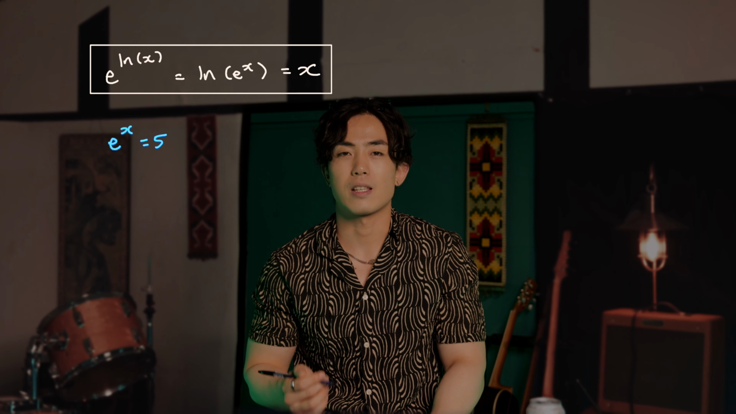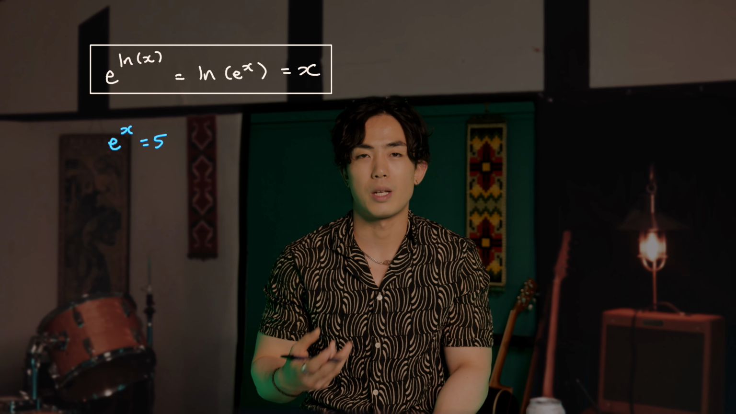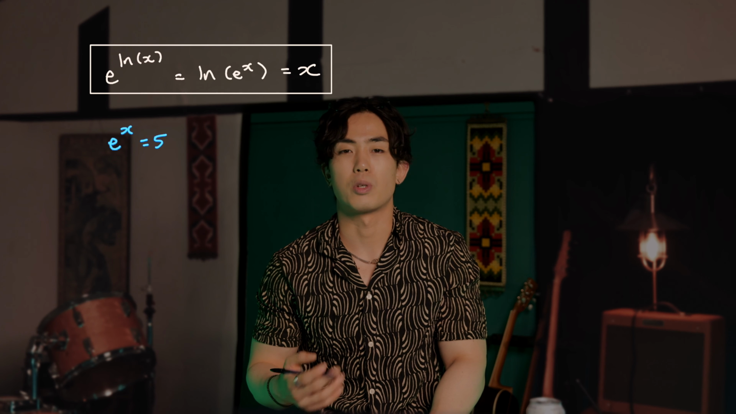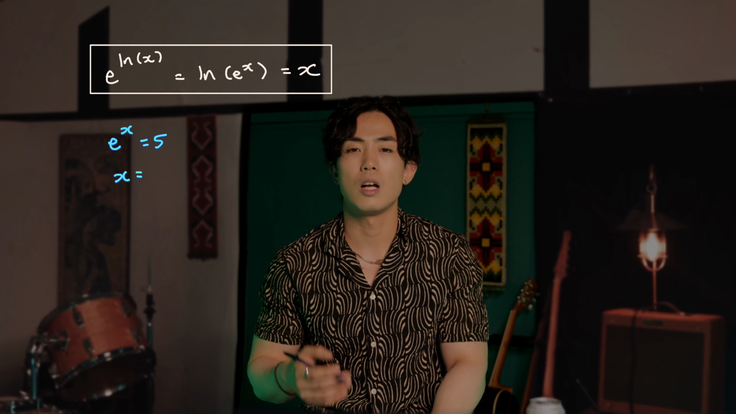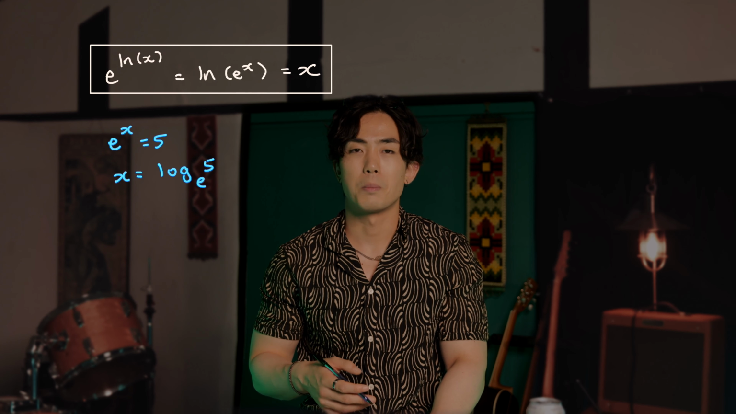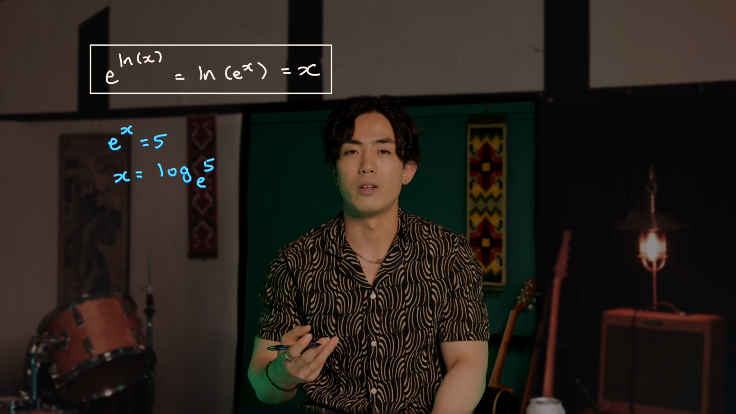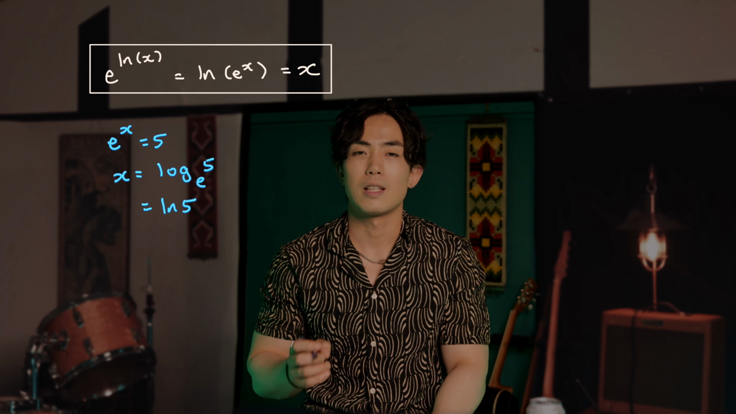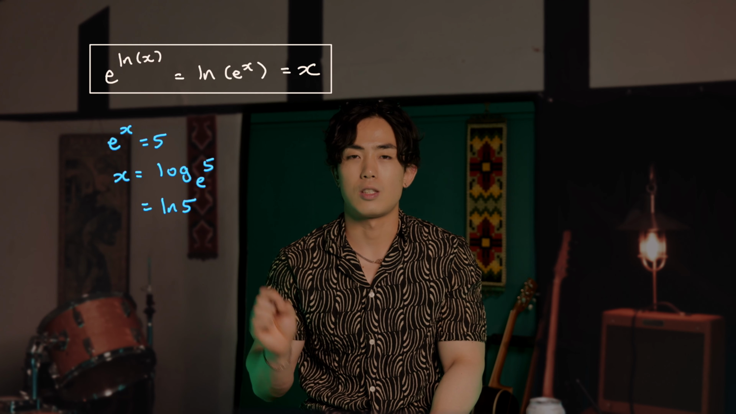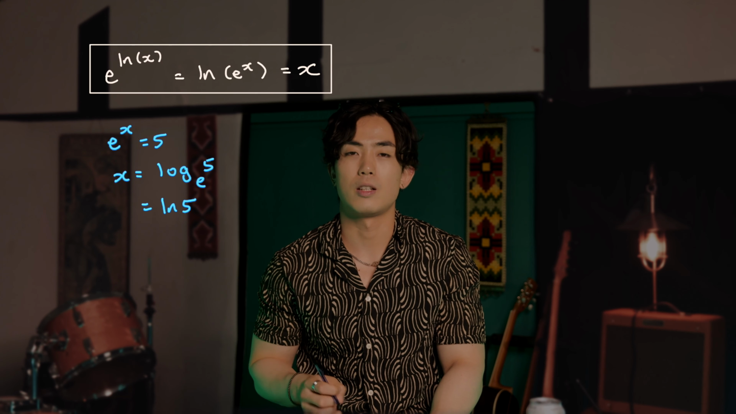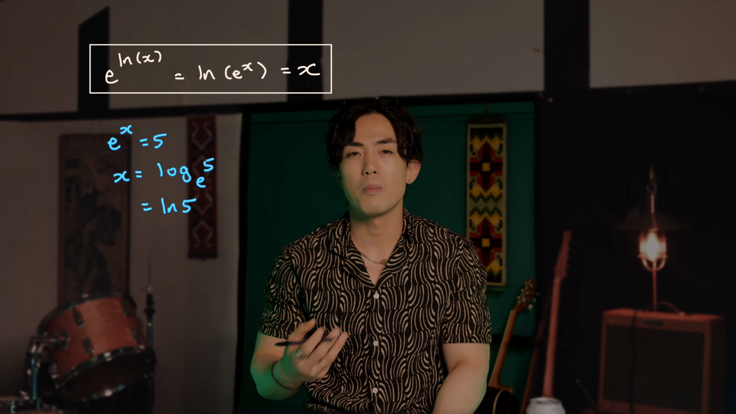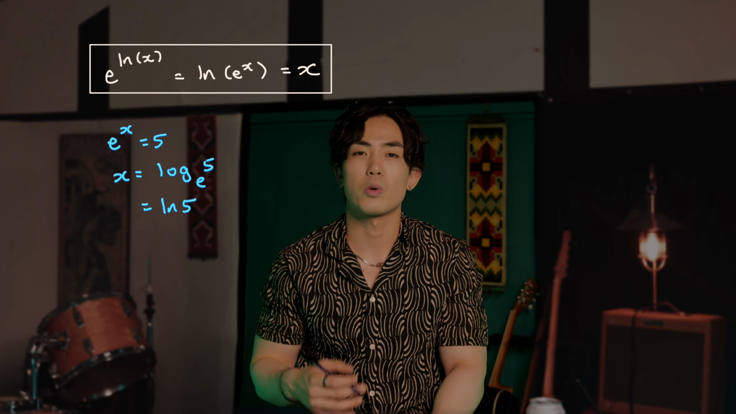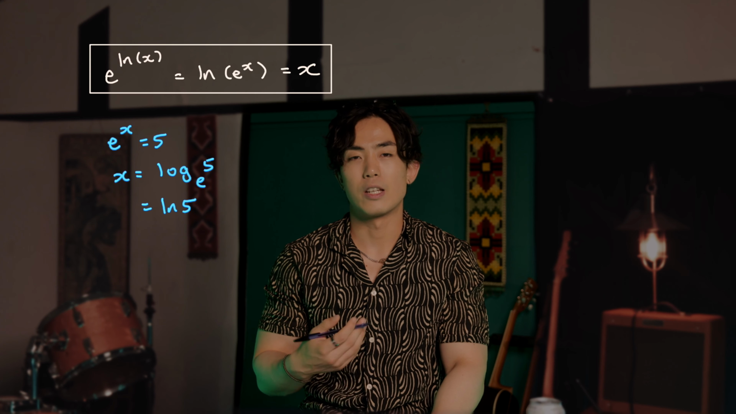So if we have e to the x is 5, what we would normally do for exponentials is change it to log. So we can say x is equal to log 5 to the base e. But remember, log with the base of e is the same thing as ln. So I can just say this is equal to ln 5 straight away. This ln function is actually in your calculator, so all you need to do is press ln and then 5, and then you get the answer. But in most cases, they do want you to find the exact value, so you can just leave it as ln 5.